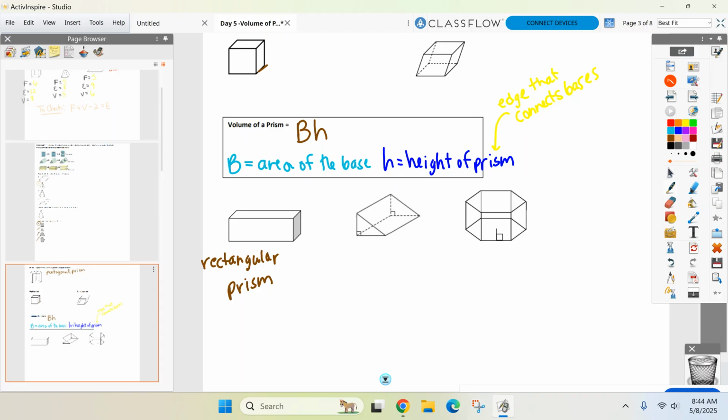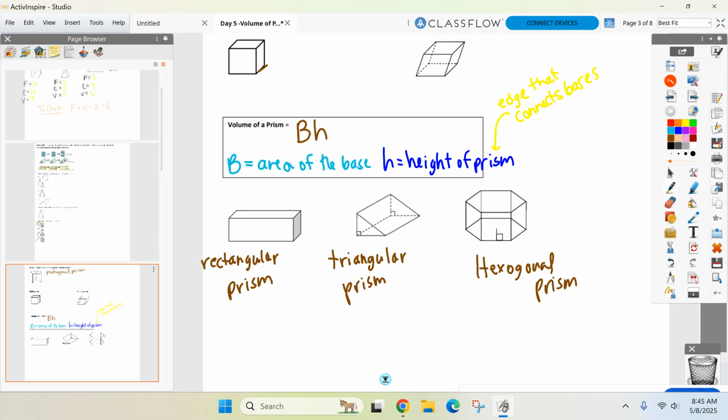What do you think the next one's going to be called? Triangular. It's named by the triangles are the bases, so I call it triangular prism. And how about this last one? Yep, hexagonal prism. I just want to make sure you guys can identify what the bases are before we find the volume.